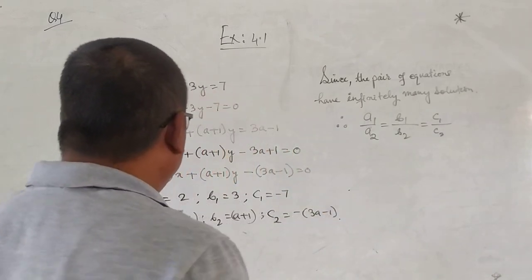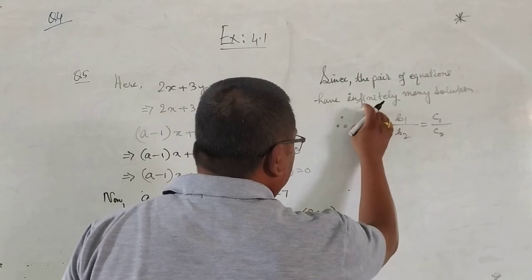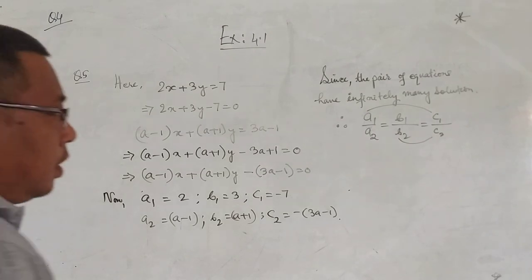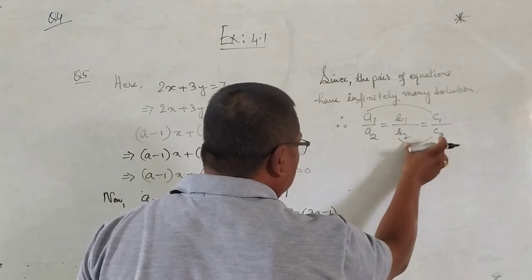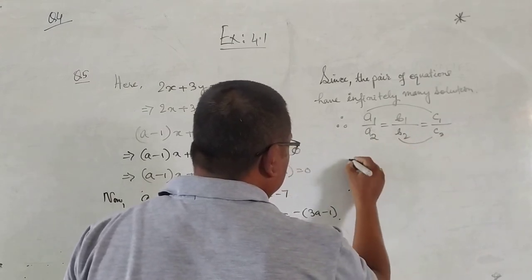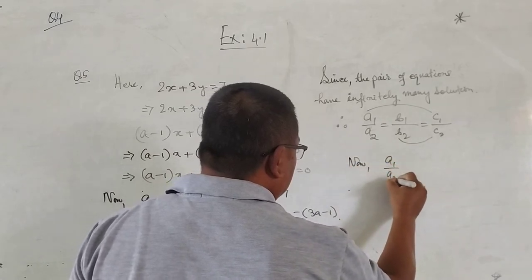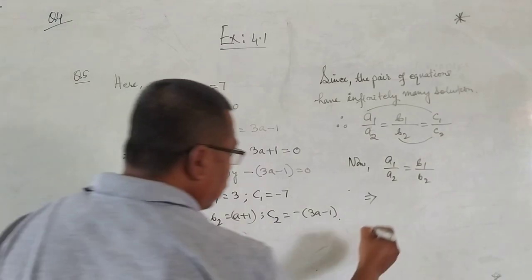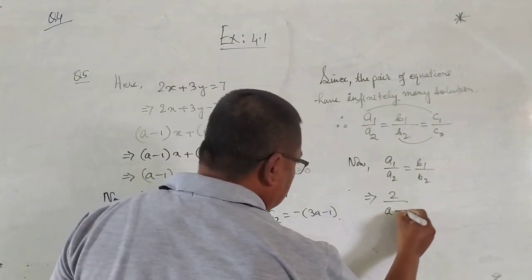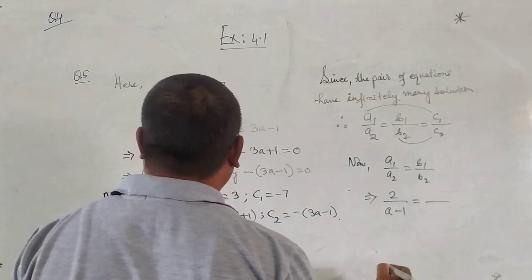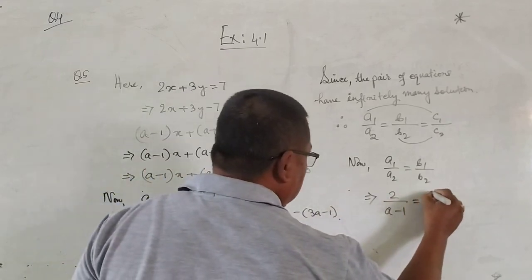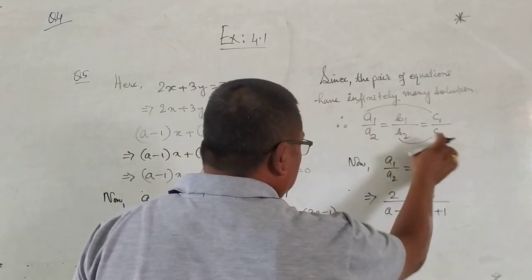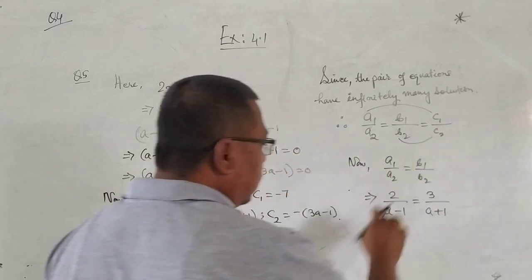In this case, we have to find the value of A by considering any two of these ratios. From any two ratios you can find it. I repeat again, from these two, or from these two, or from these two. The easy one is the first one: A1 by A2 is equal to B1 by B2. A1 is 2, A2 is A minus 1, B1 is 3, B2 is A plus 1. From any of these pairs we can find A, and all the results will be the same.